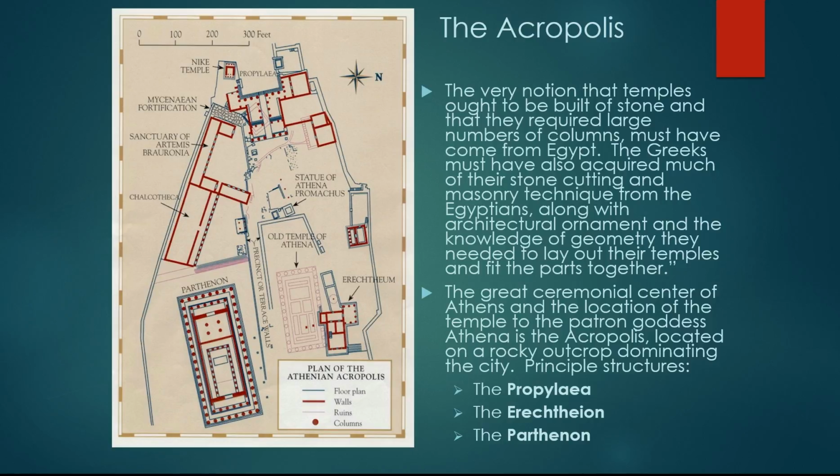Some of the pieces that I want you to be aware of here are the propylaea, which is this upper portion. The propylaea functioned as a gateway to the holy areas of the Acropolis. Another component that I want you to be aware of is this building called the Erechtheum. It has a really important, unique porch on it called the Caryatid porch. And then finally the Parthenon, which is this huge building.